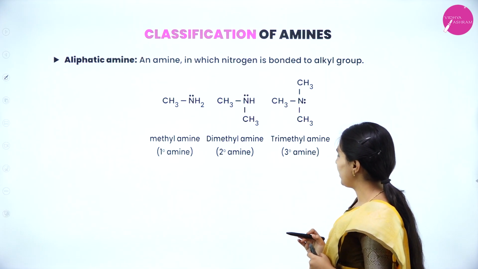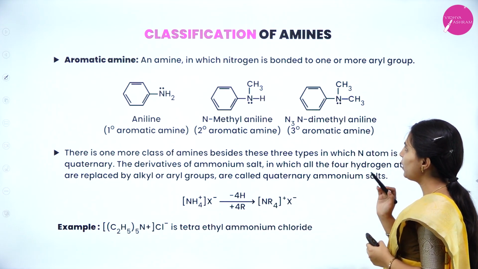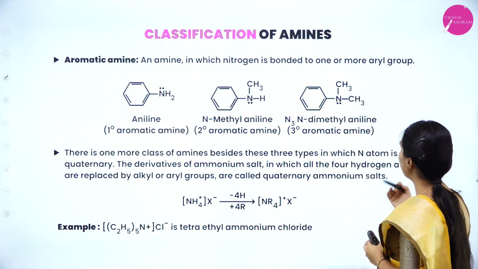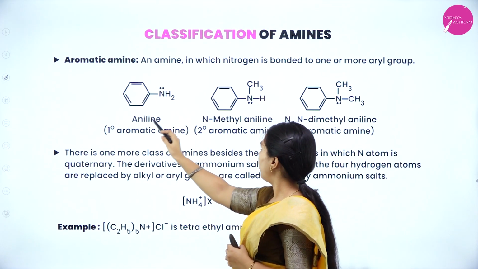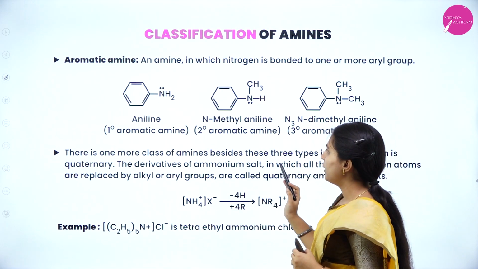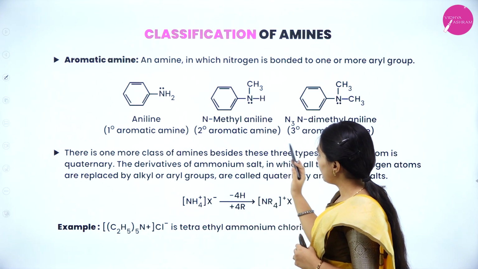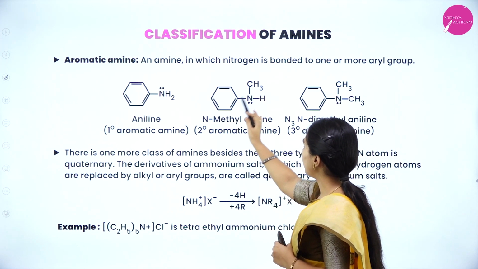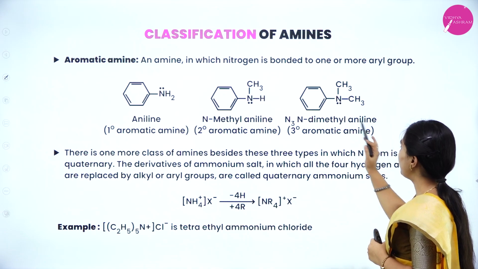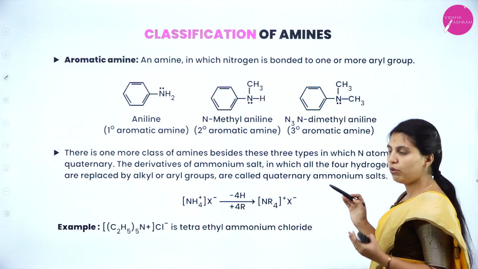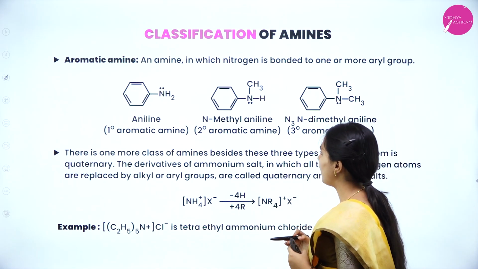That's why tertiary amine. Next, aromatic amines, an amine in which nitrogen is bonded to one or more aryl group. Okay, nitrogen group is attached to one or more aryl group. This is primary aromatic amine. This is secondary aromatic amine because one is aryl, one is alkyl, and here tertiary aromatic amine because all nitrogen are connected to alkyl or carbon element of alkyl or aryl group.